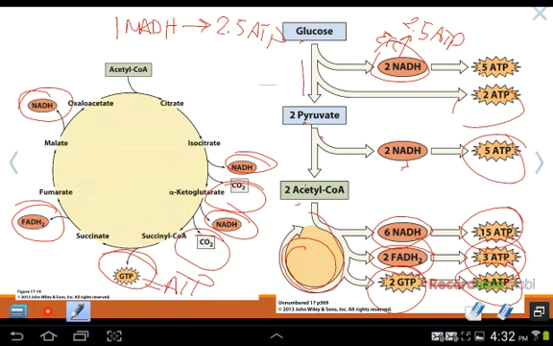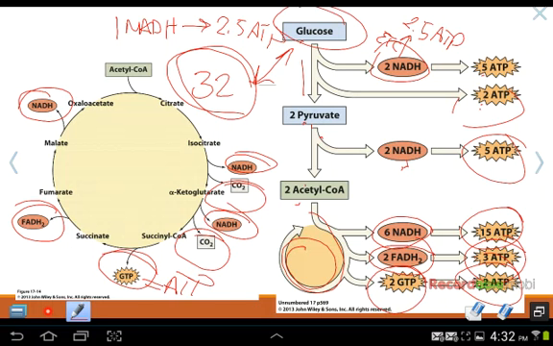So in total, that gives us 5, 10, 25, 26, 27, 28, 29, 30, 31. So about 32 ATP for every molecule of glucose if we start with just straight glucose. All right? So think about what our total ATP would be if we started, say, with acetyl-CoA or we started with just one pyruvate. All right.